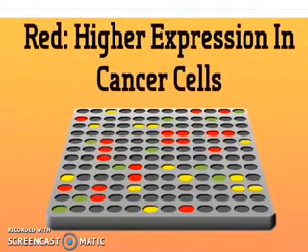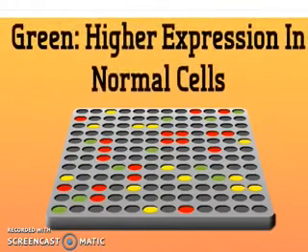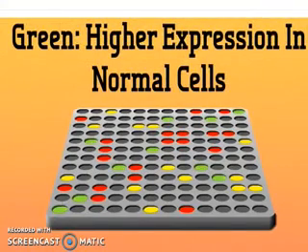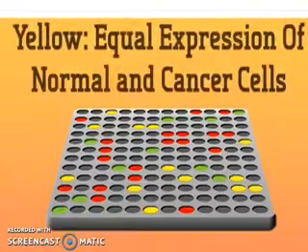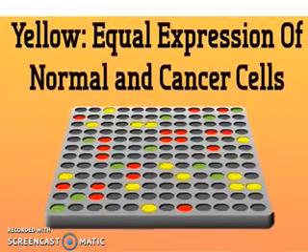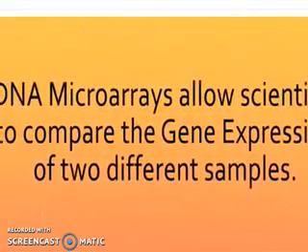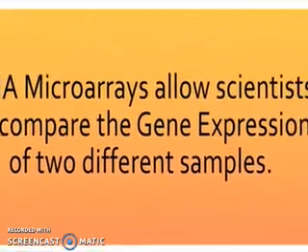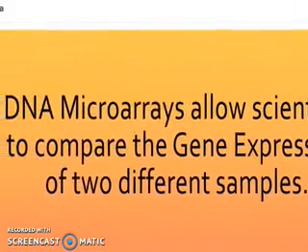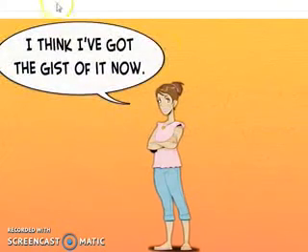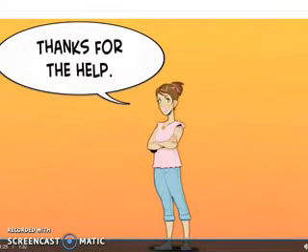A red spot indicates that expression of a gene is higher in cancer cells compared to normal cells. A green spot indicates expression in normal cells is higher, and yellow spots indicate equal expression in cancer cells versus normal cells. As you can see, DNA microarrays allow scientists to compare gene expression of two different samples, an important step in furthering our understanding of genetics.